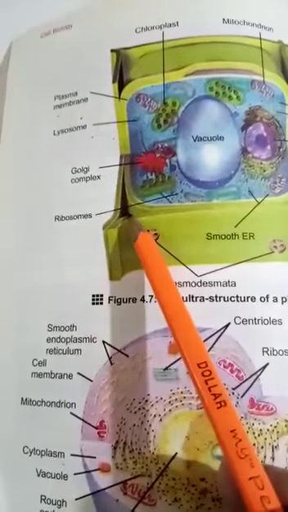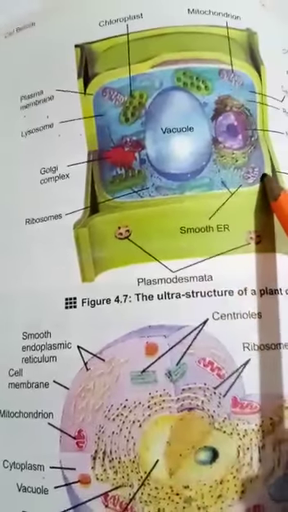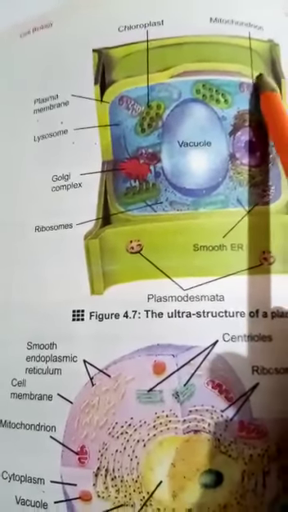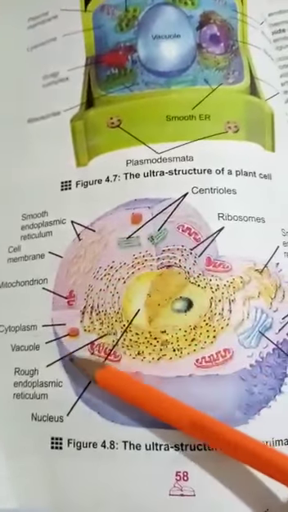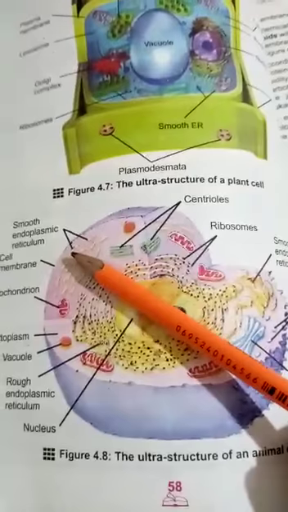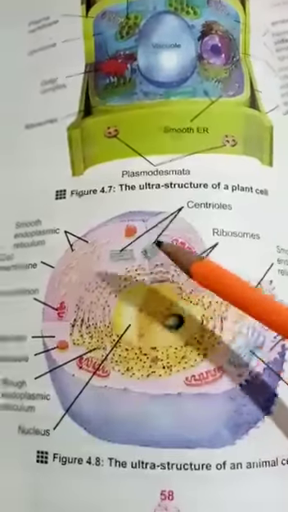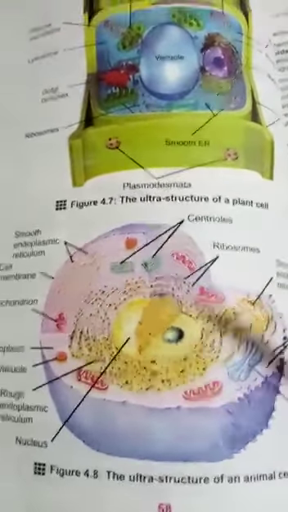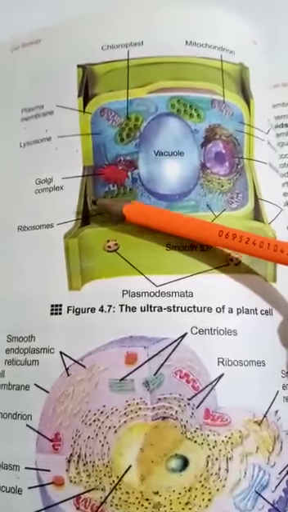Now this is the cell wall. Inner to the cell wall is the cell membrane. In the plant cell, the cell membrane lies towards the inner side of the cell wall. But in animal cells, there is no cell wall and the outermost covering is the cell membrane. So the cell membrane is present outermost in the animal cells, and the cell wall is the outermost covering of plant cells, and the cell membrane is towards the inner side of the cell wall.